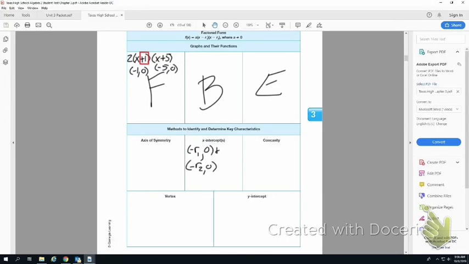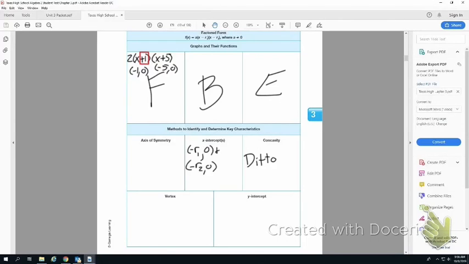To find the concavity, it is the exact same as standard form. If it's positive, it's concave up. If it's negative, it's concave down.